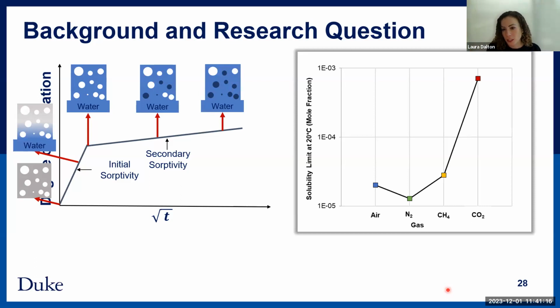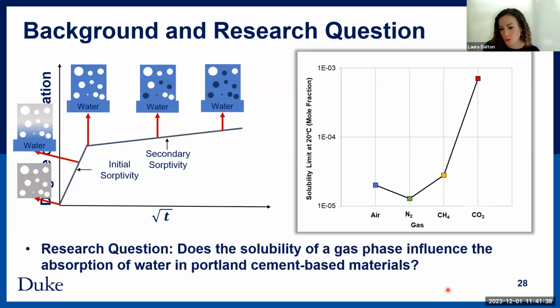But I was very curious, right, in these subsurface conditions where we have CO2, methane, interacting, how could this affect the rate of water absorption in a cement-based material, especially given CO2 has a much higher solubility, orders of magnitude higher compared to air or nitrogen. And so that's really what I decided to study.